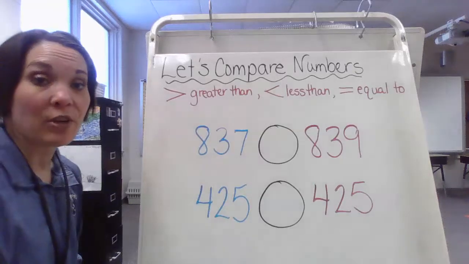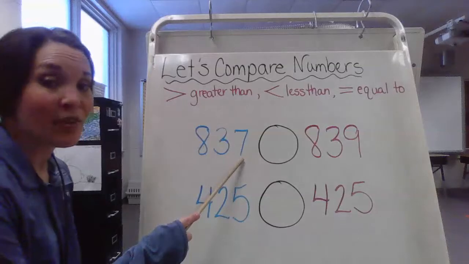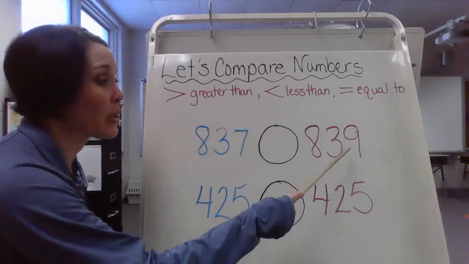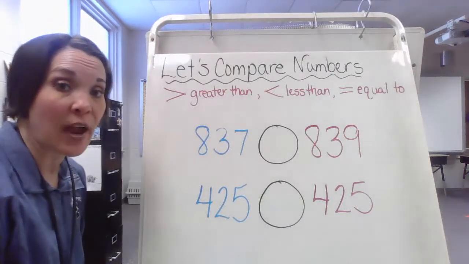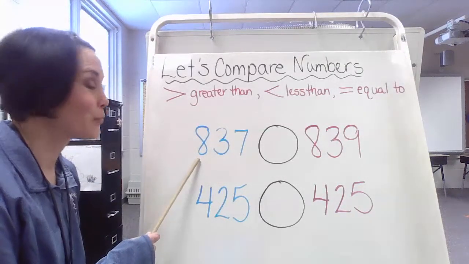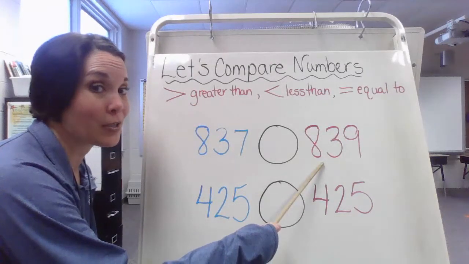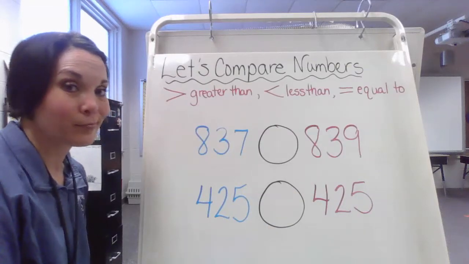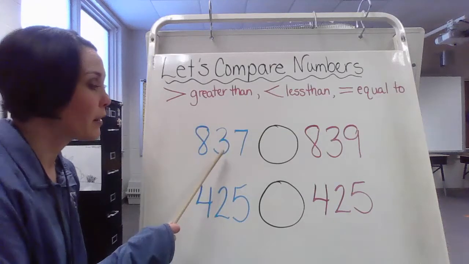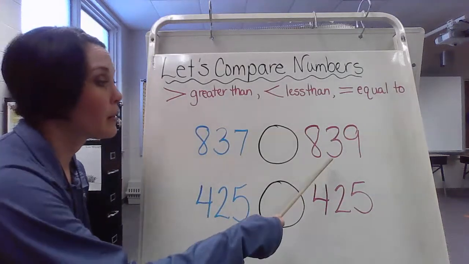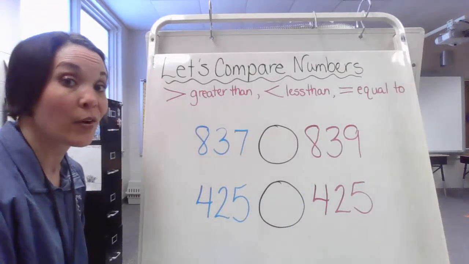Here we go, we have a new example. Let's read our numbers. We have 837, then we have 839. First step, let's take a look at our largest value, which is our hundreds. 8 hundreds, 8 hundreds. Can't compare them, exactly the same. Let's take a look at our tens. 3 tens, 3 tens. Not going to help us out there either.